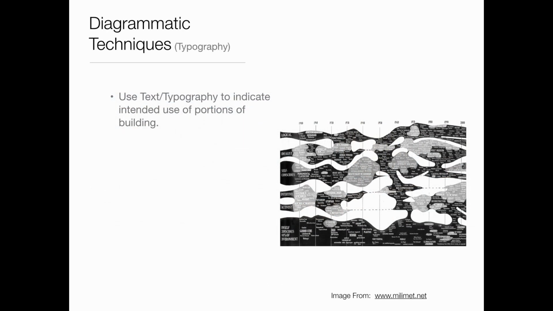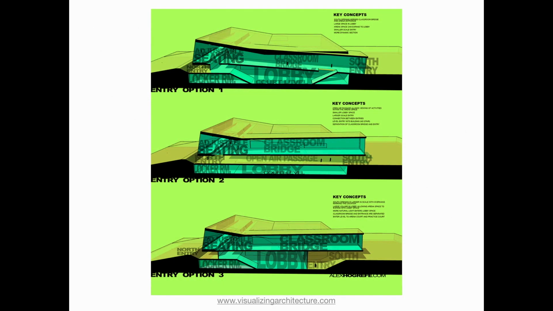Typography. Using text or typography to indicate what's the intended use of that particular area of the building. I think sometimes it's easier to see some examples of how this works. This is, again, an Alex Holgraf set of drawings. And instead of identifying what's happening or color coding, this is the lobby, this is the classroom, et cetera, he's just used big fonts to say, this is lobby, this is adjustable seating, this is the classroom, whatever. So you see how the type is then serving as the diagram.